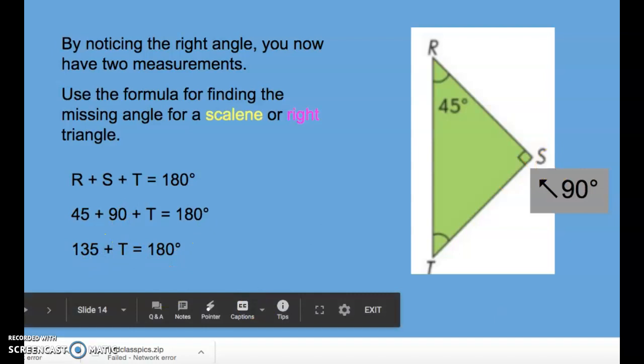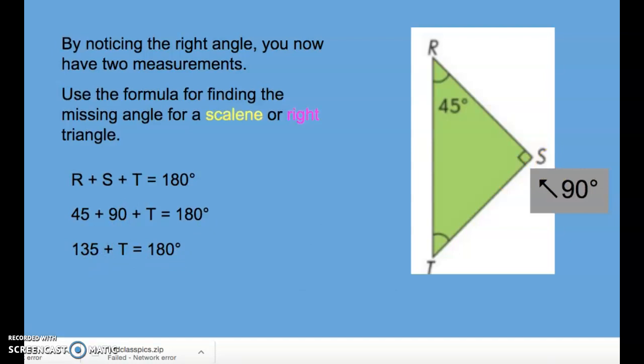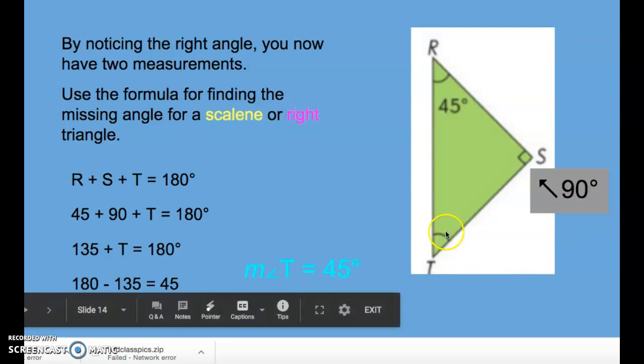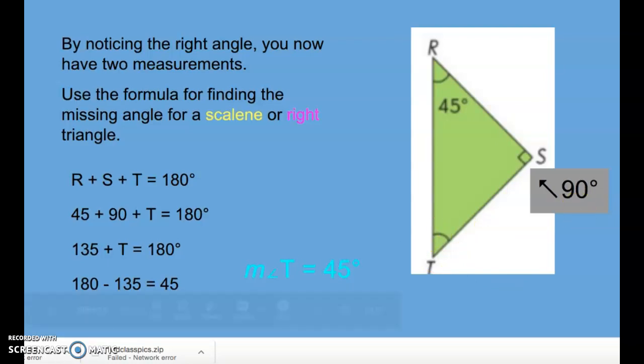And we know when we're solving for the other part, we simply subtract what we know. We know 180 degrees minus those two parts together, 135, equals 45 degrees. So we have another 45-degree angle at T. So the measure of angle T equals 45 degrees.